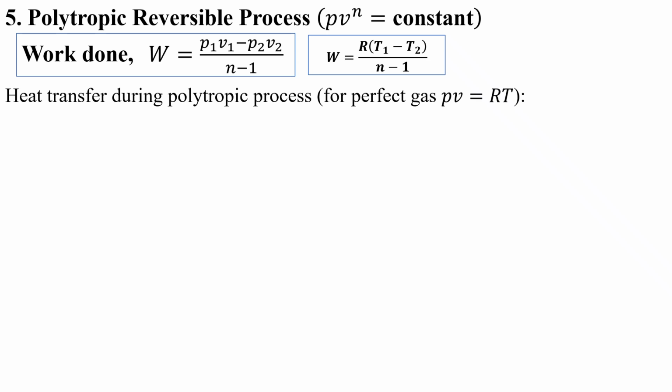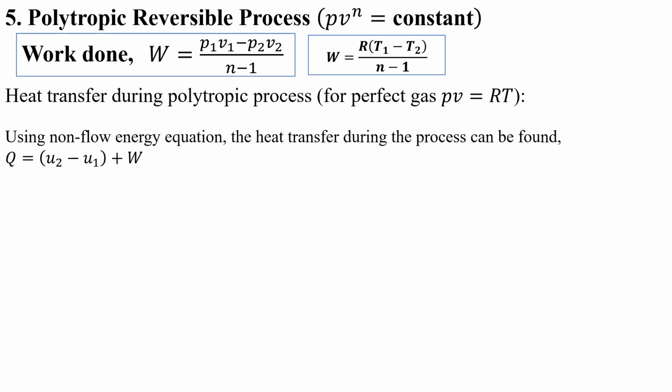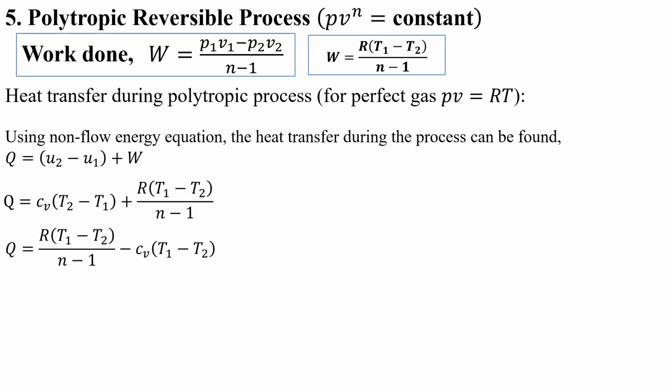So next we have to look at the heat transfer during the polytropic process for a perfect gas, for which the relation is PV equals RT. And we have to apply the first law of thermodynamics to the process, and we know Q equals U2 minus U1 plus W. And we know the internal energy U2 minus U1 for the perfect gas is CV into T2 minus T1. Then heat transfer Q equals CV into T2 minus T1 plus we know the work done, which is R into T1 minus T2 divided by n minus 1.